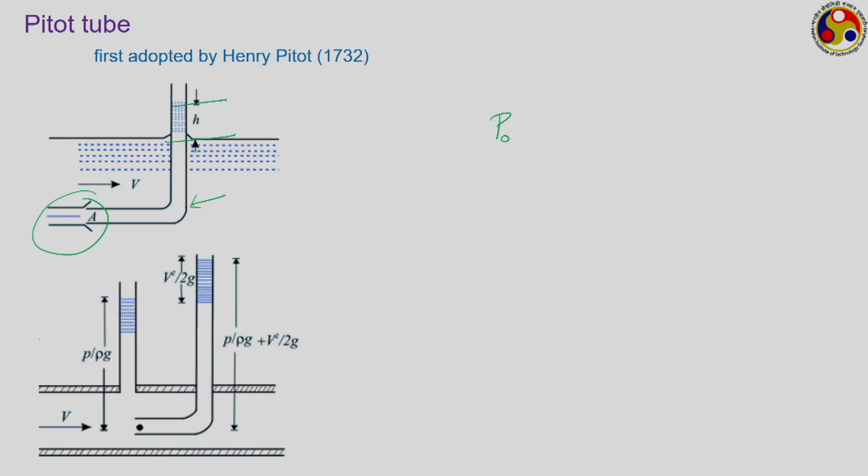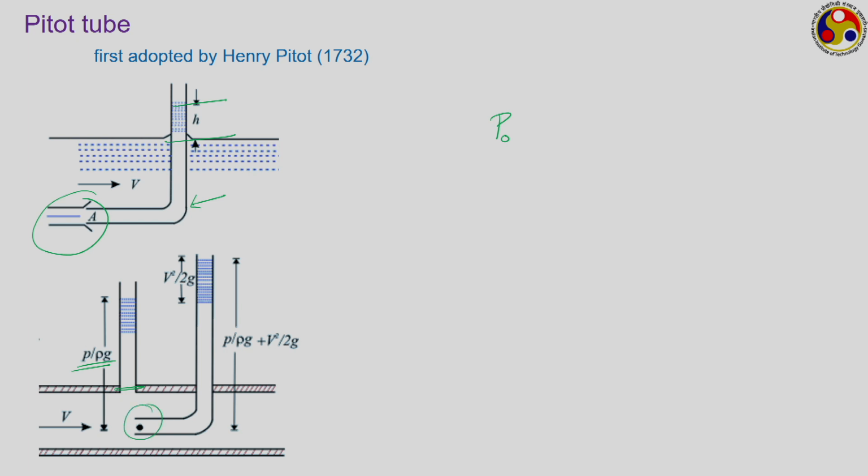A static tube is nothing but an open tube mounted on the wall, which is not adhering or blocking the flow at all. Fluid is able to flow tangentially to this, and therefore, depending on the pressure at this particular level, there will be a liquid column formation in this piezometer, thereby giving you an idea about the corresponding static pressure. So, if P is the static pressure at this location, then P upon rho g or P upon gamma will be the corresponding liquid column height, and that will be a measure of the static pressure.